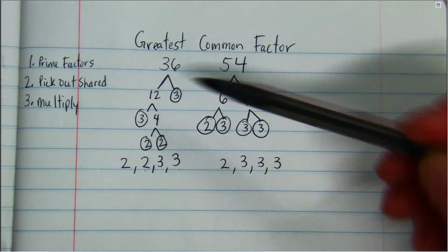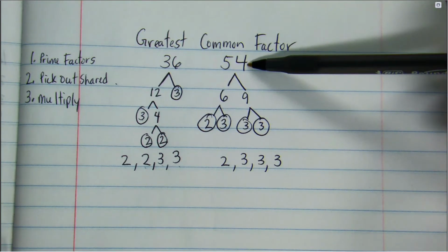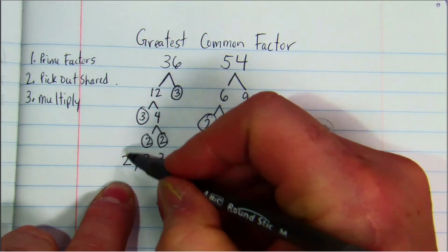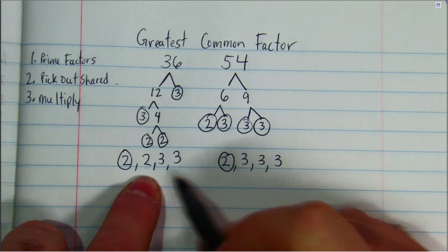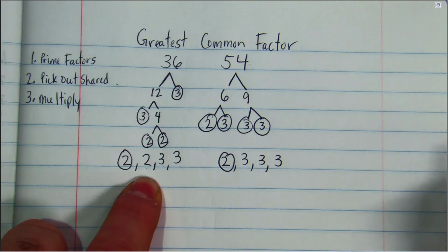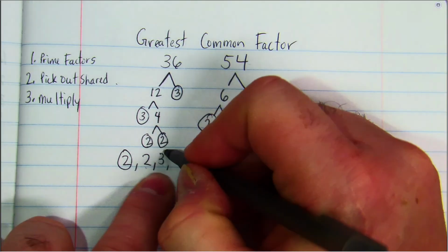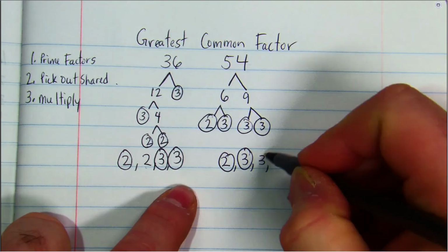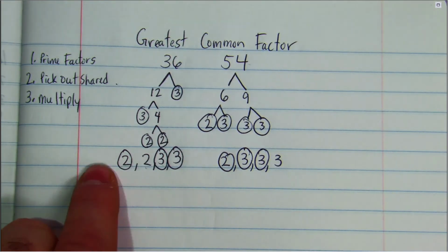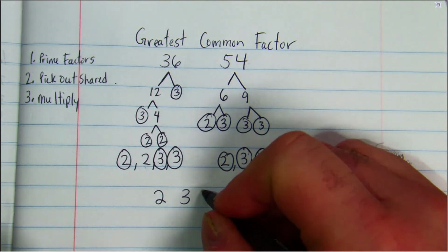So the next thing you have to do is pick out the shared factors between 36 and 54. So right here, I have a 2 here, and I have a 2 here. Now, there's no more 2's over here, so they don't share any more 2's as factors. This 3 and this 3, there's a 3, there's a 3 here, and a 3 here. So now they share a 2, a 3, and a 3.